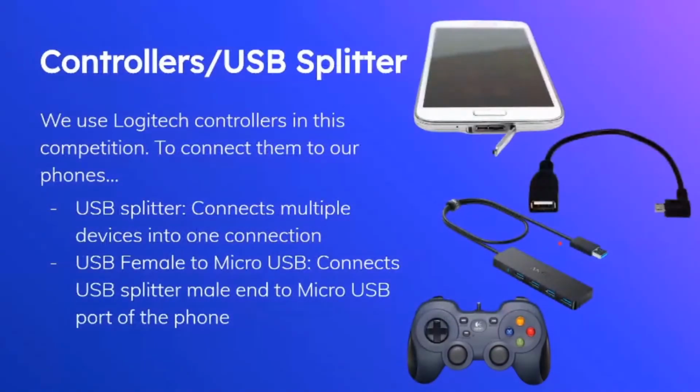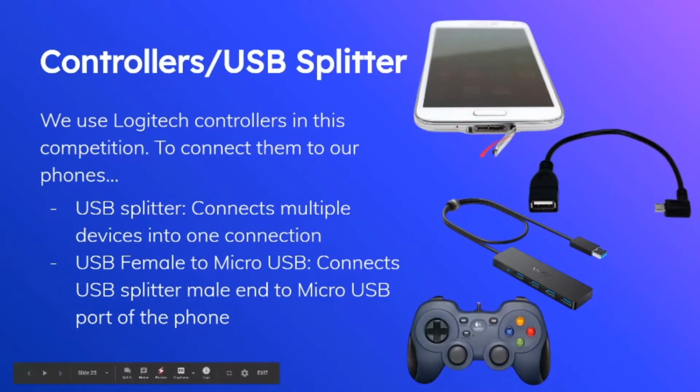So I do want to go over how exactly a controller, which has a USB end, connects to a phone, which has, I think, a micro USB. I'm not sure what port that is, but in robotics, we use Logitech controllers in this competition, and to connect them to our phones, we use what's called a USB splitter. They're also called OTG, on-the-go cables.